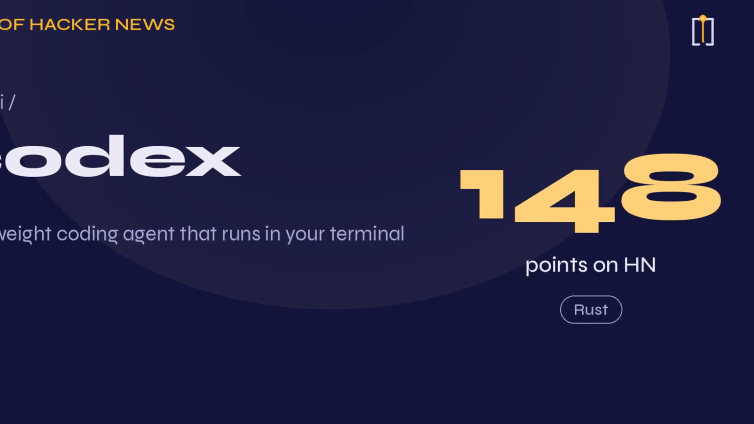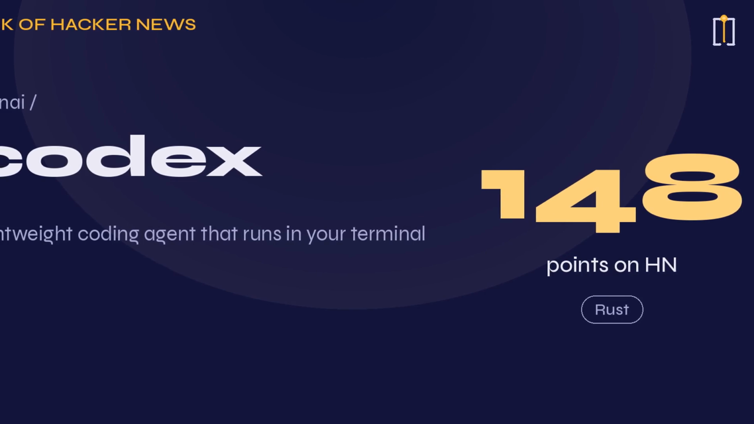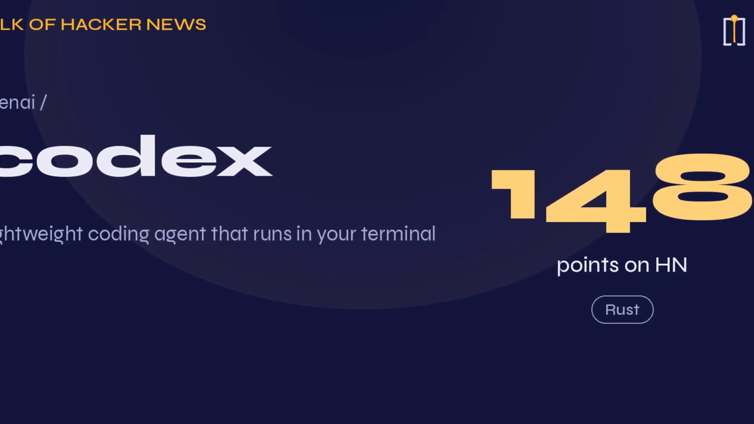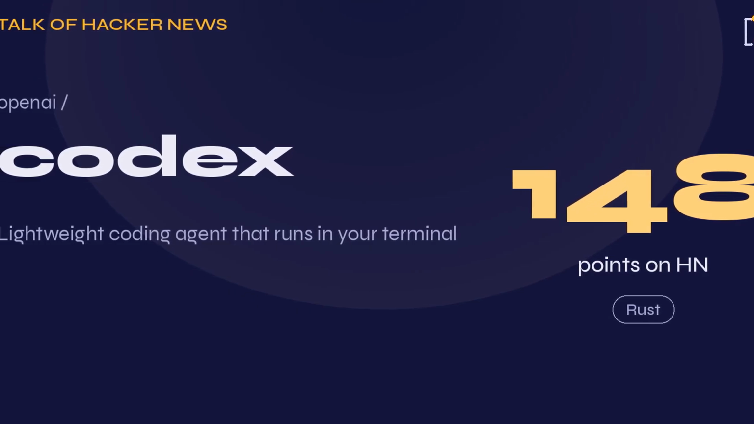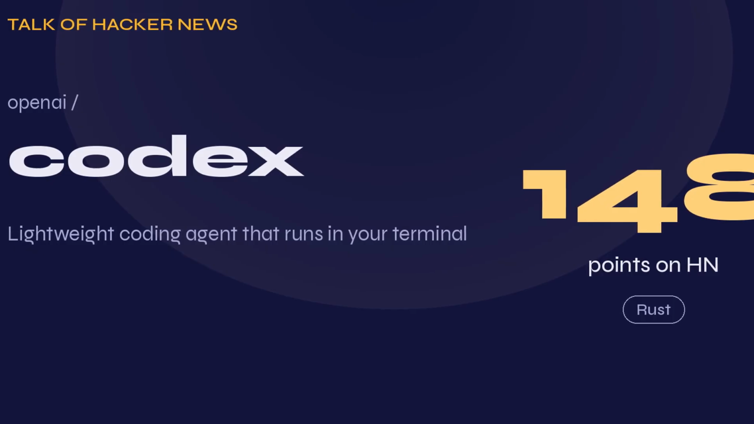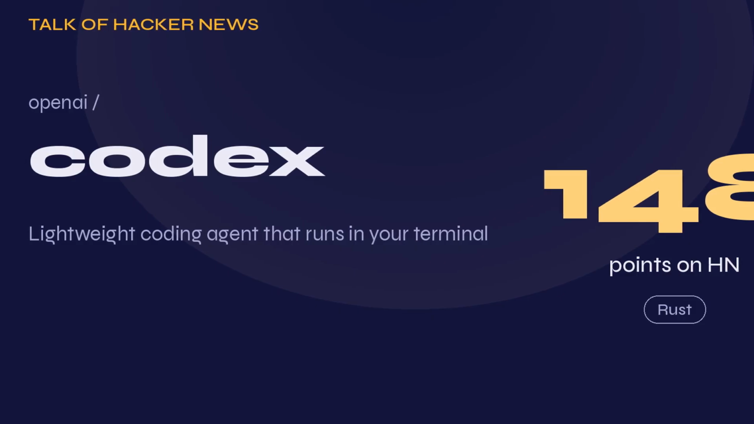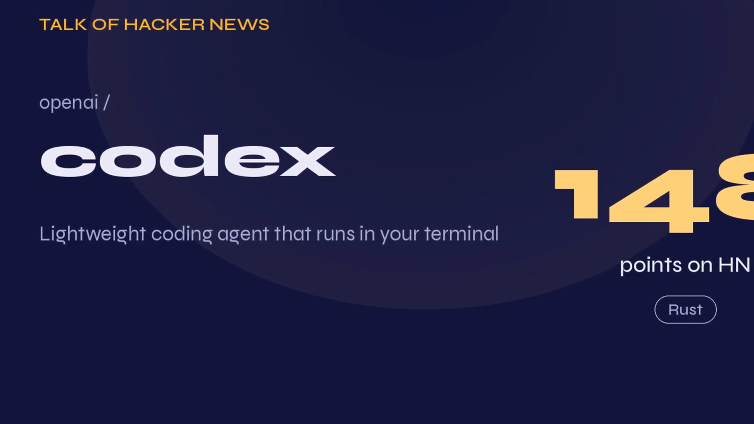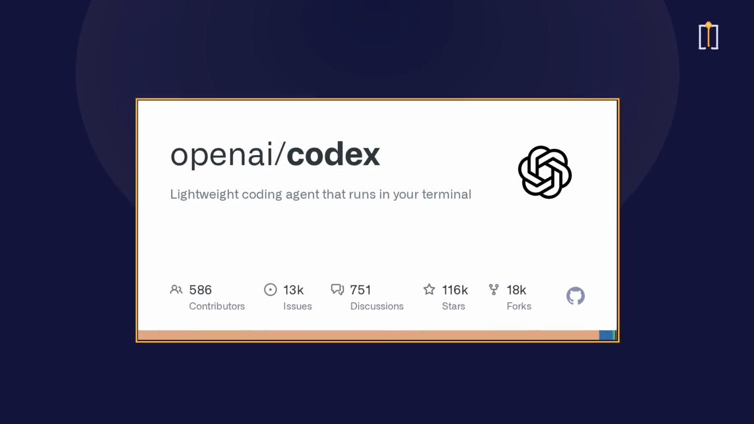So, here's Codex, OpenAI's take on the terminal coding agent, and the detail that jumped out at me is that it's written in Rust. That's a deliberate choice. Most of the agent tooling we've covered lives in Python or TypeScript, which means slower cold starts and a heavier install footprint. A Rust binary drops into your path, starts instantly, and doesn't drag a runtime along with it.